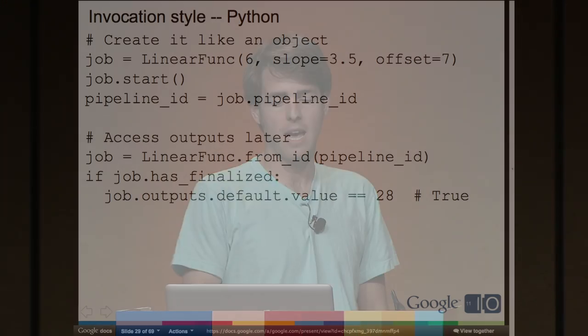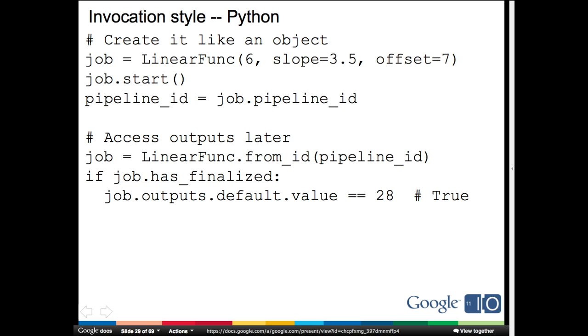The other thing I wanted to do is make it really easy to invoke. So now that I have a linear function, I want to just pass it some parameters, call start, and then it'll give me back a handle to talk to this job later. And then later on, I can just say, hey, from this ID, give me back that object from before. Check to see if it's done. If it is, then I can hit the value and get the result. So I want to make it really, really easy to start and receive the output of these things.